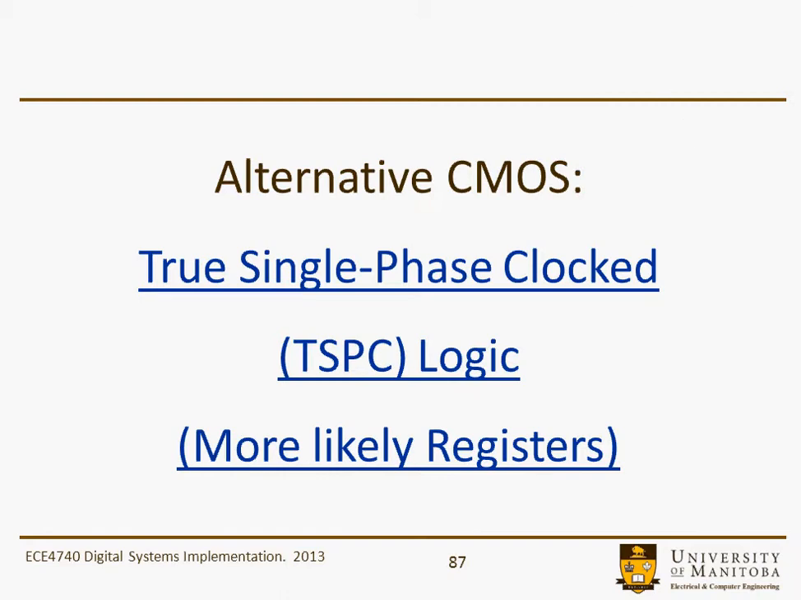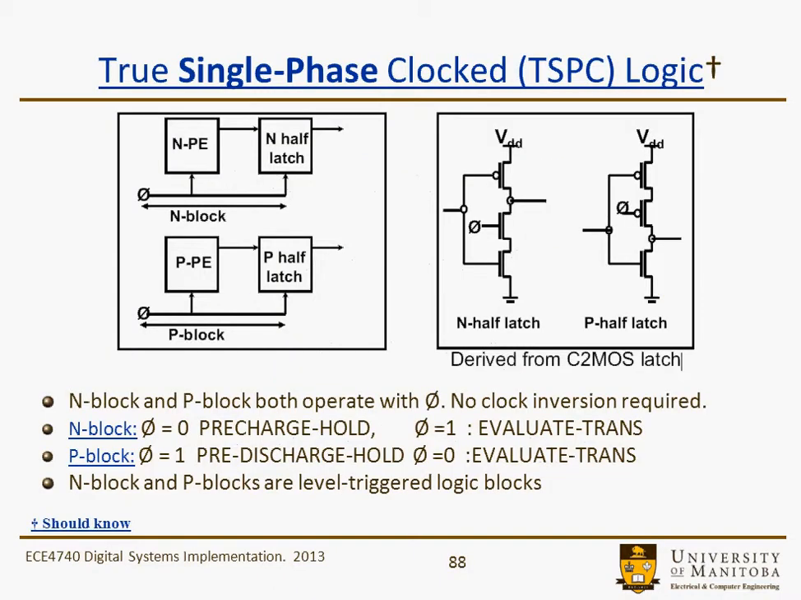This is the last section on dynamic logic, and it's basically the true single phase clock logic, and most likely used for registers. So it's a similar idea that we saw before, where you had an N-type section for pre-charge and evaluate, followed by a P-type block with pre-charge and evaluate as well. And then at the tail end of both of these logic blocks are these N-half latches, which are, as you can see, everything controlled by phi with no clock inversion.